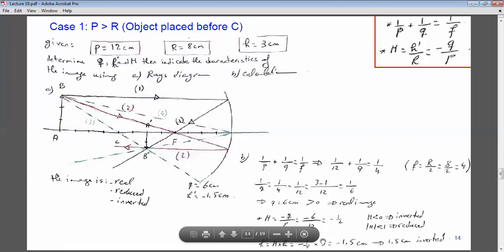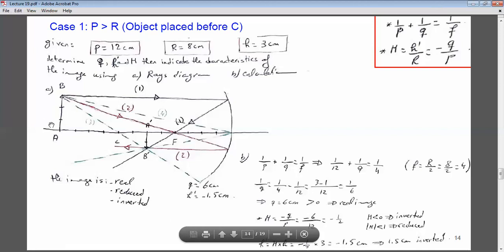To know exactly how much H prime is, we use M equals H prime over H. M is minus 0.5, H prime is my unknown, and H is 3, so I get H prime is minus 1.5 centimeters. That is 1.5 centimeters inverted. So by calculation, we use these 2 rules and solve it.